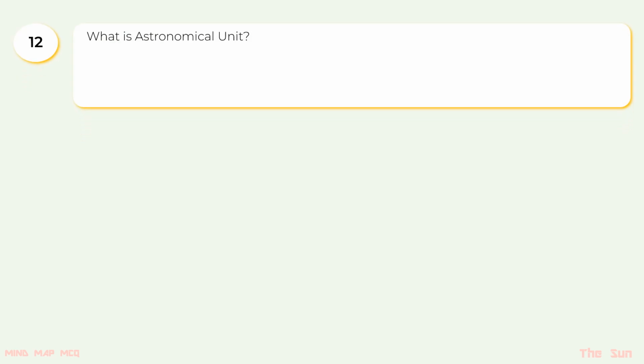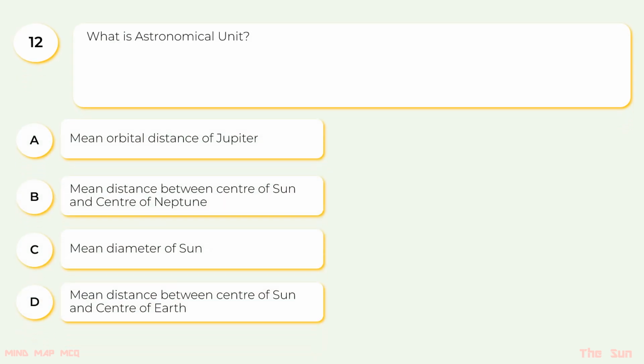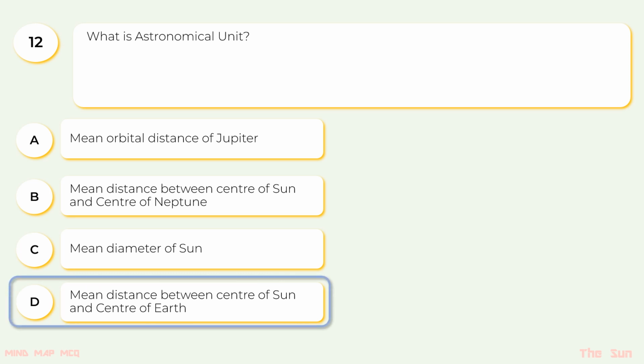What is an astronomical unit? A. Mean orbital distance of Jupiter. B. Mean distance between center of Sun and center of Neptune. C. Mean diameter of Sun. Or D. Mean distance between the center of Sun and center of Earth. The correct option is D. Mean distance between center of Sun and center of Earth.